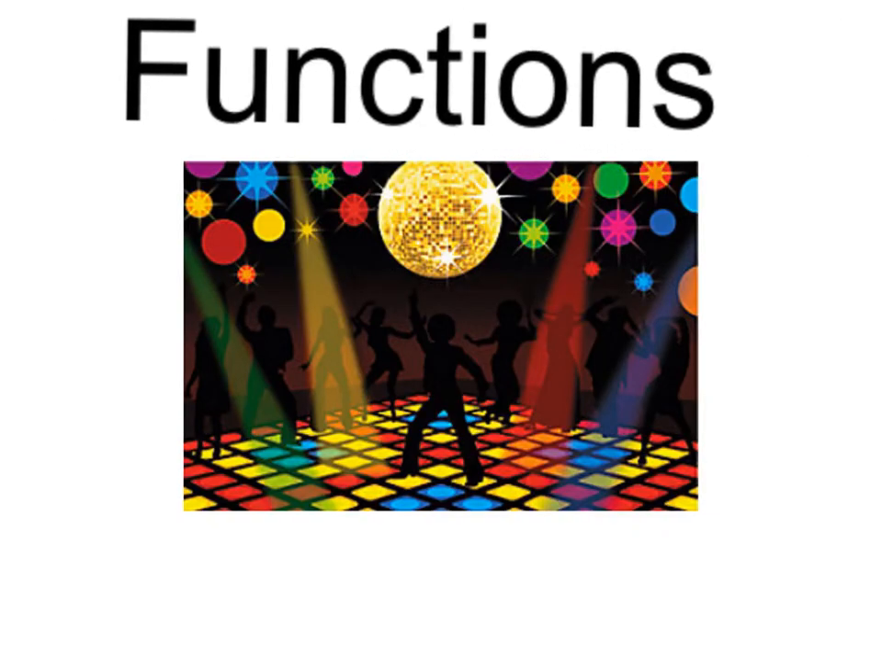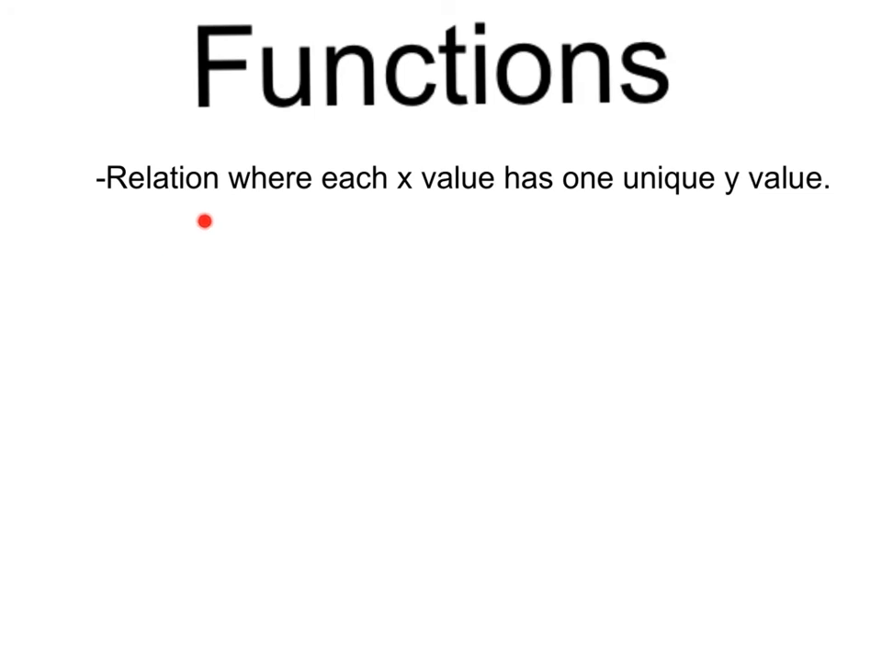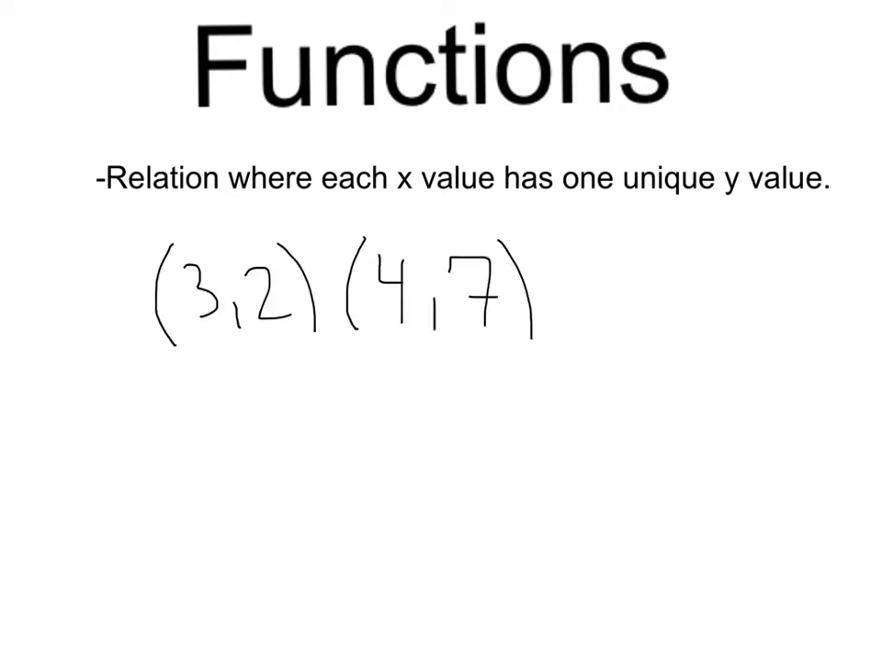Function time. Functions are a very special relation where each x value has only one unique y value. Let's take the relation (3, 2) and (4, 7). For the x value 3, we have a y value of 2. The x value of 4, we have a y value of 7. Yes, that's a function. Every x value only has one y value.